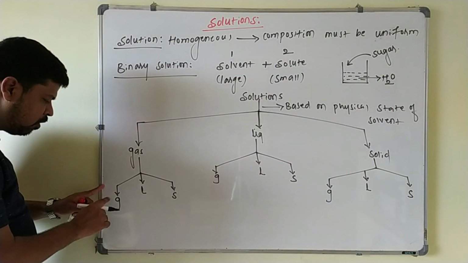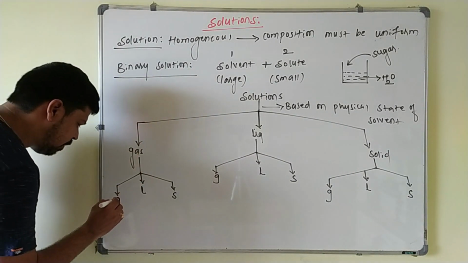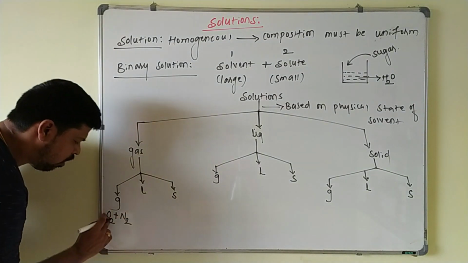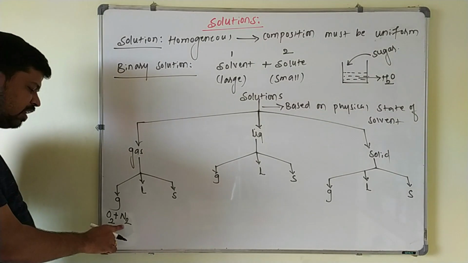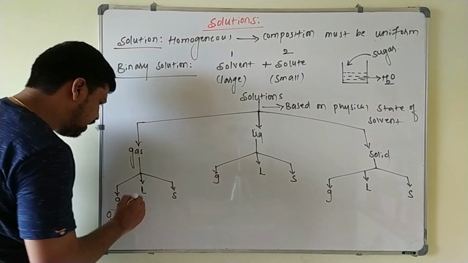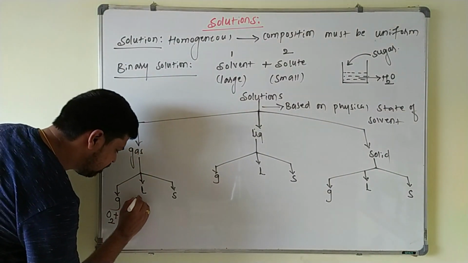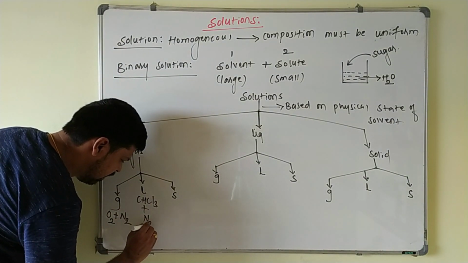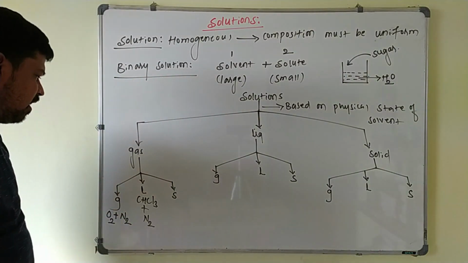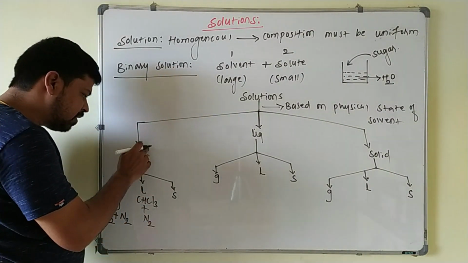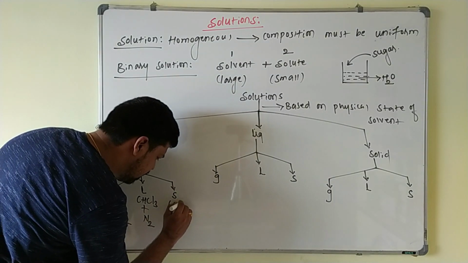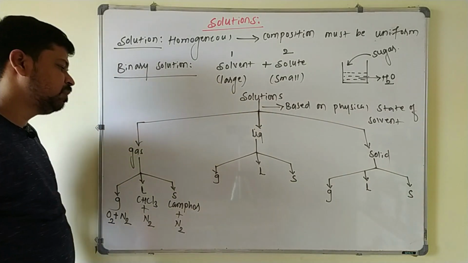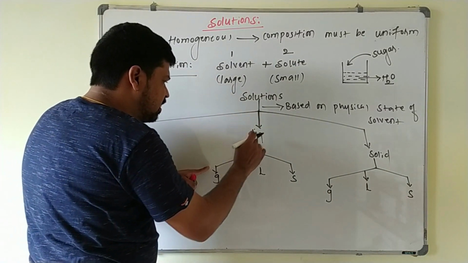Now I will write examples. For gas present in the gas, the best example is a mixture of O2 plus N2. Oxygen is present in the nitrogen, and nitrogen is the solvent. Next, liquid present in the gas, that is chloroform, CHCl3, present in dinitrogen gas. Solid present in the gas, the example is camphor plus N2.